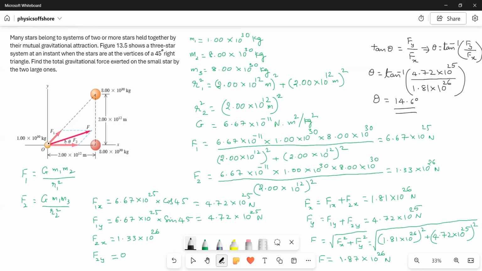Now here, there are three stars, two large stars and one smaller one. The mass of each large star is 8 into 10 to the power of 30 kilograms, and the smaller one is 1 into 10 to the power of 30 kilograms. We have to find the resultant force and then the direction. This is the arrangement: these three are arranged in a triangle shape with a 45-degree angle.